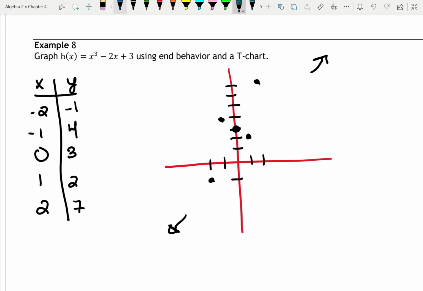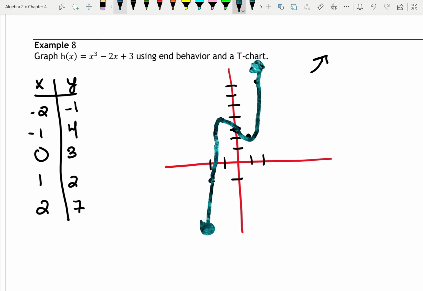So now we could just kind of try to connect the dots. So I start off at this arrow down here. I go through that point. I have to touch the x-axis. I turn there, turn back. I'm coming back up. So I should probably take off this and say that it goes down faster. And there we go. That's our graph.